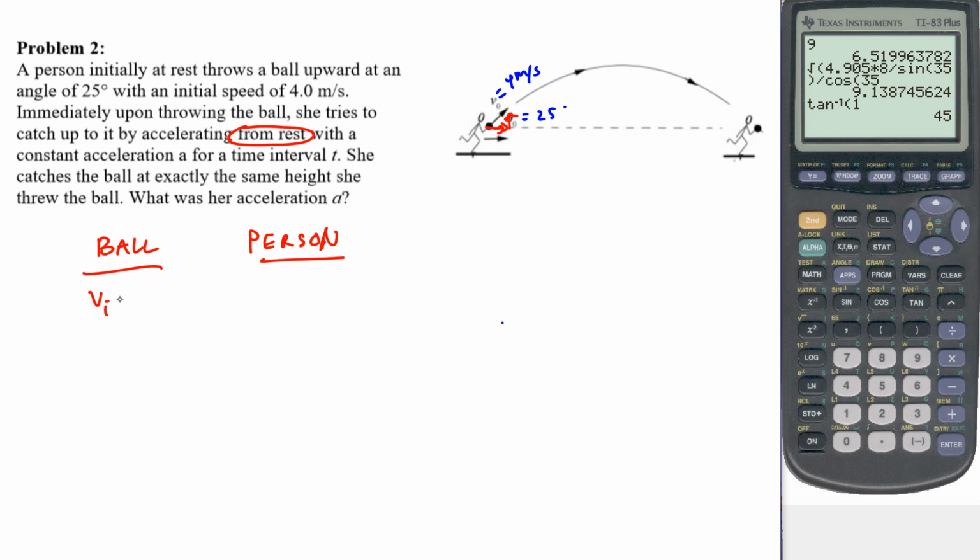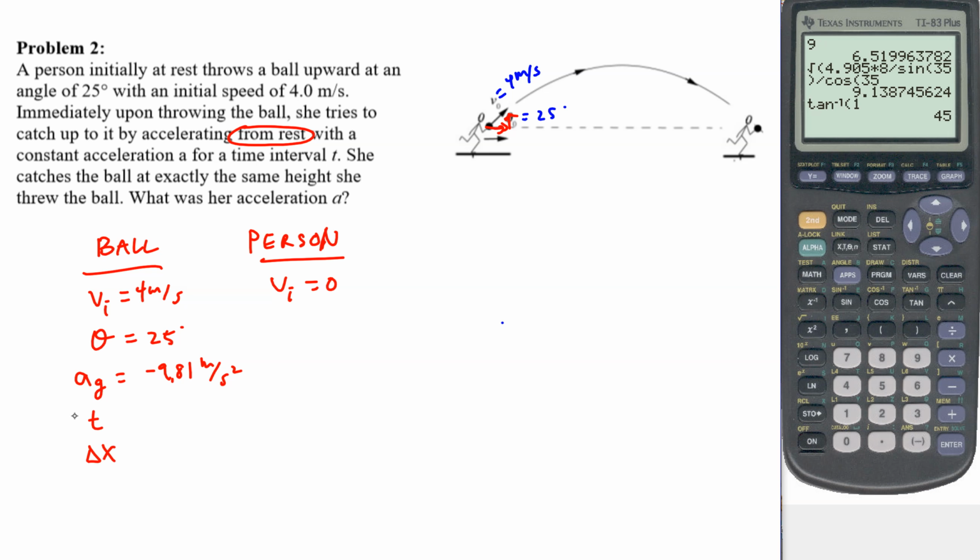The ball has VI of 4, theta of 25. The person has VI of 0. Different objects. Of course, the ball accelerates due to gravity along the y-axis. It does not accelerate on the x-axis. If I wanted, I could call this a sub y. But I like g. When I write ag, I know that that's the y-axis only. The ball is in the air for some time.